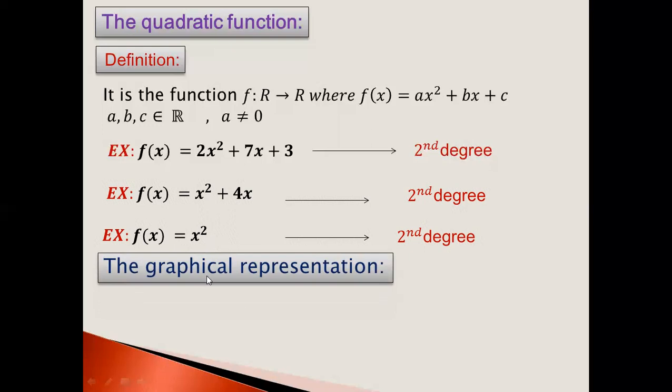Now we will take the graphical representation of the quadratic function. We've studied before that the constant function is represented by a straight line. And then we studied the linear function, and it is also represented by a straight line. But now we will see that the quadratic function is not represented by a straight line. It's represented by a curve.